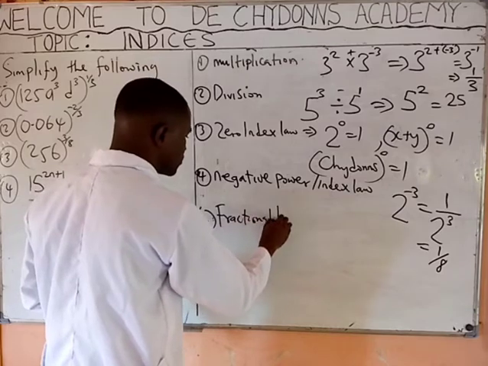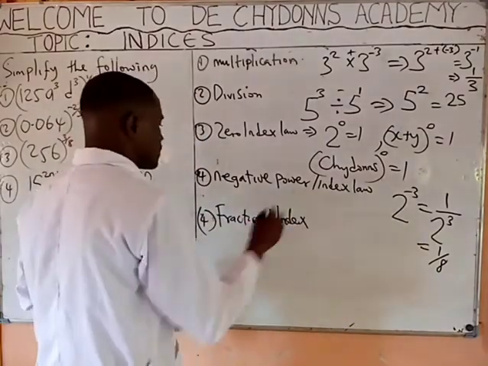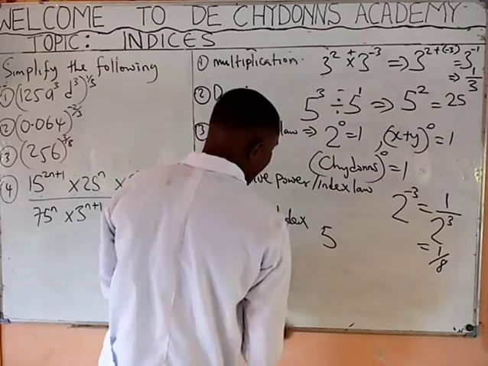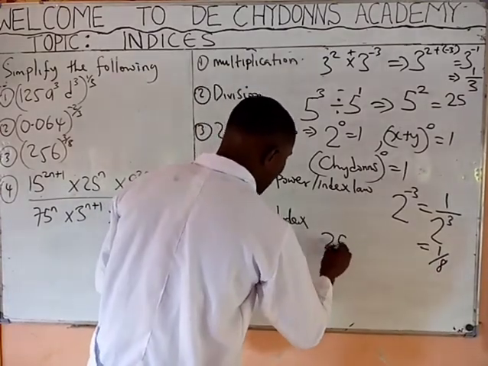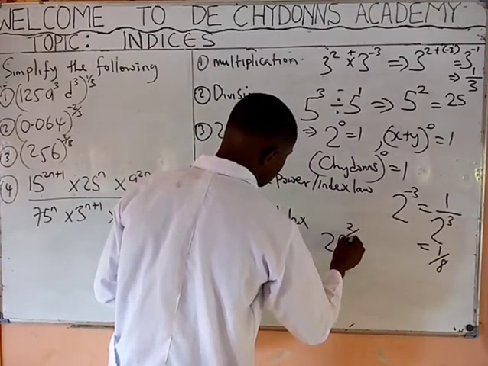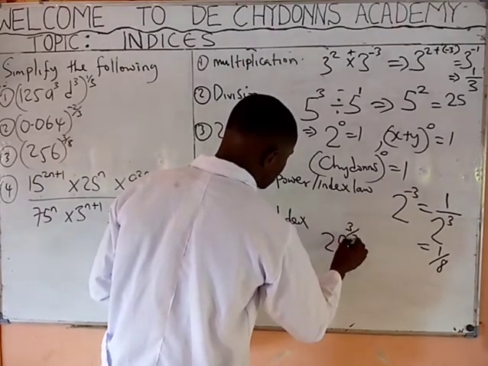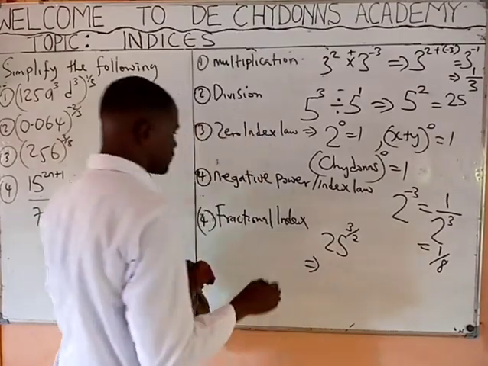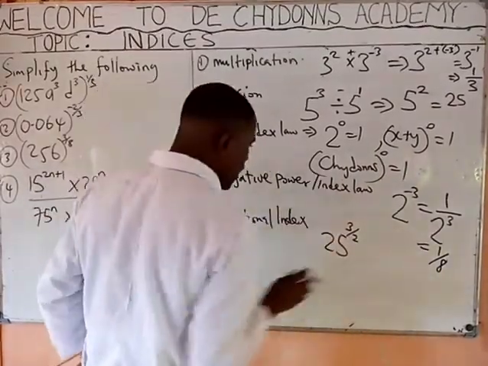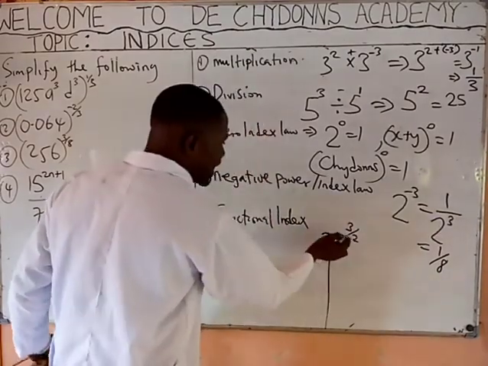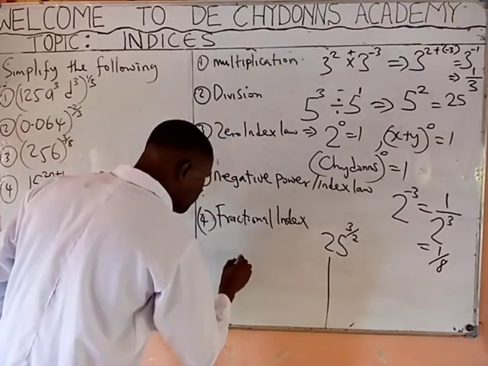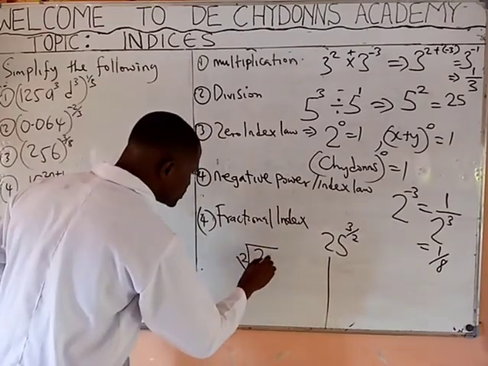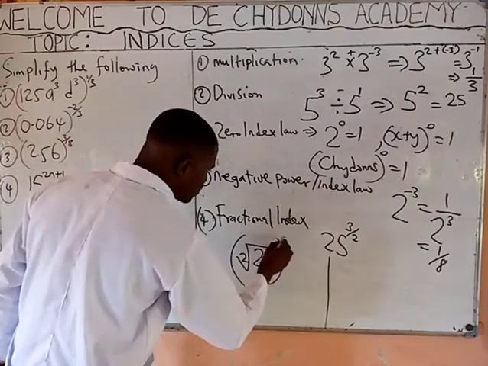Then we have the next law, fractional index law. This law says that when you have a number, let's say 25 for instance, and it's raised to the power of 3 over 2, for instance. Now, there are two ways you can sort this out. First way is, you take the denominator of the power, which is 2, put it inside the square root sign. Then put 25. Then say all raised to the power of the numerator 3.